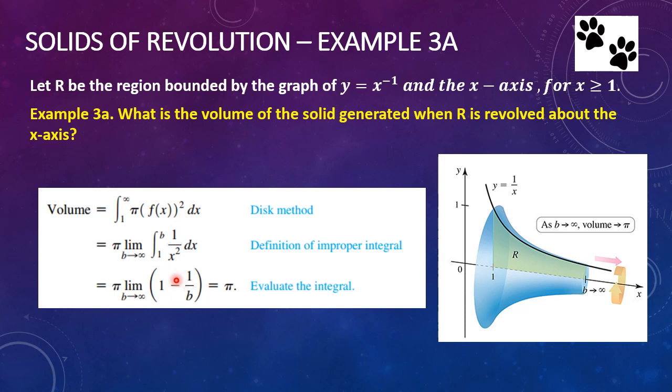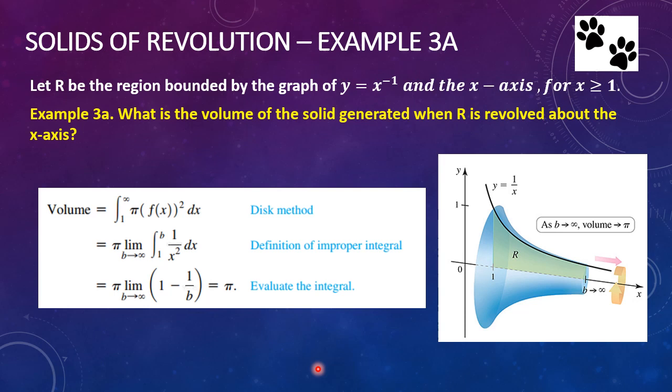x squared. This simplifies to pi times the limit as b goes to infinity, and I'm not going to walk through the steps, this is a simple integral to solve, of 1 minus 1 over b. And of course, as b goes to infinity, this second term goes to 0, so we just get pi times 1, or pi. All right?